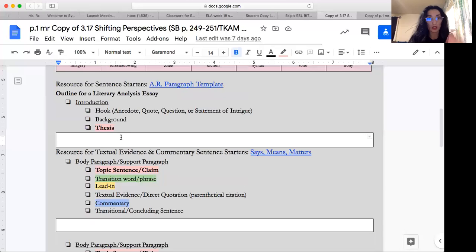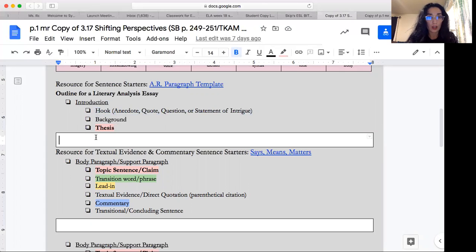So maybe I want to say, okay, hook. So something about maybe how this book is relevant today, or maybe how this book is interesting, or something that this book is about. For me, I think about Black Lives Matter, right? That's something that's happening right now.